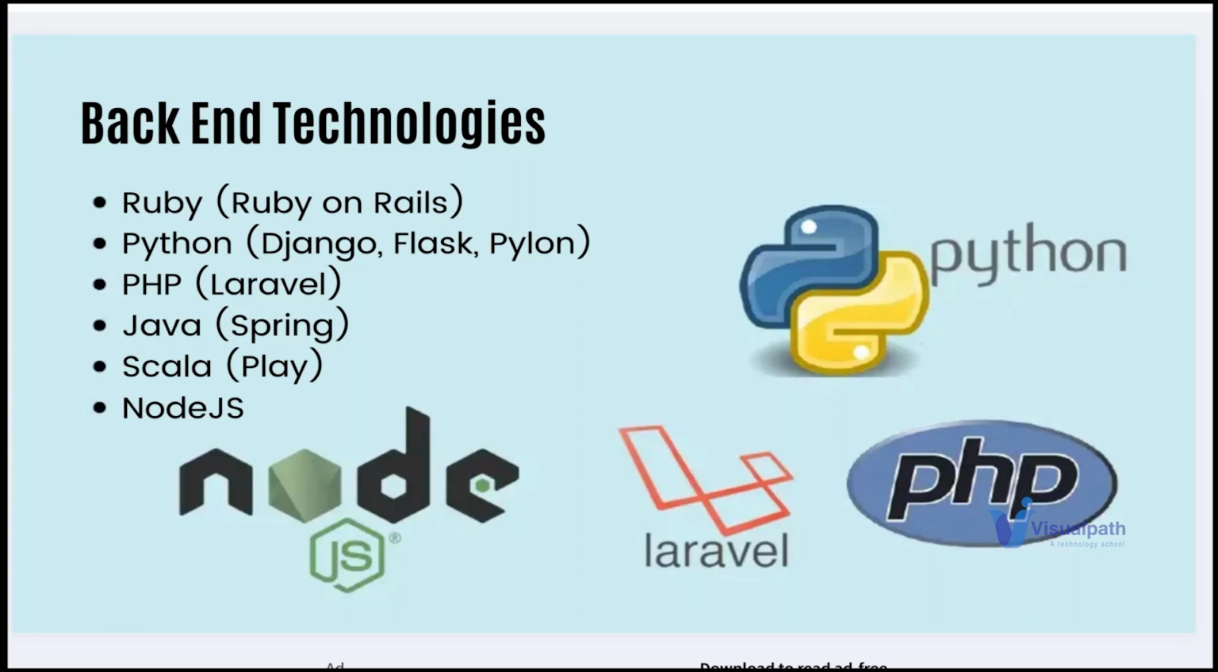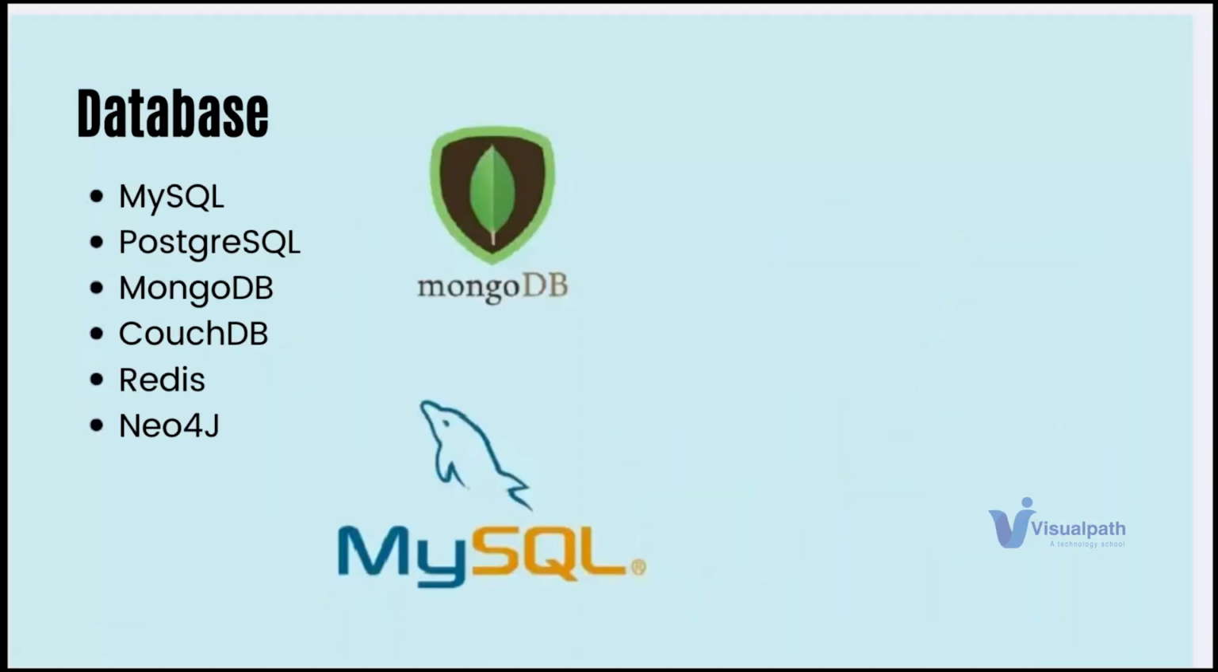And you have different databases. You have MySQL, Postgres, MongoDB, CouchDB, Redis, and Neo4j. We'll be concentrating mostly on MongoDB and MySQL. The difference we want to showcase is that one is a relational database and one is a NoSQL database. How both work, that also will be covered.